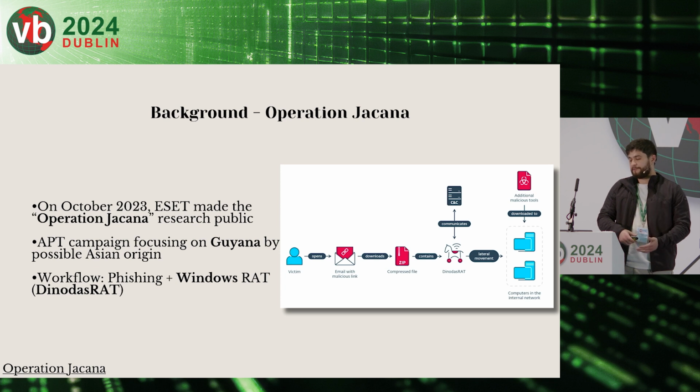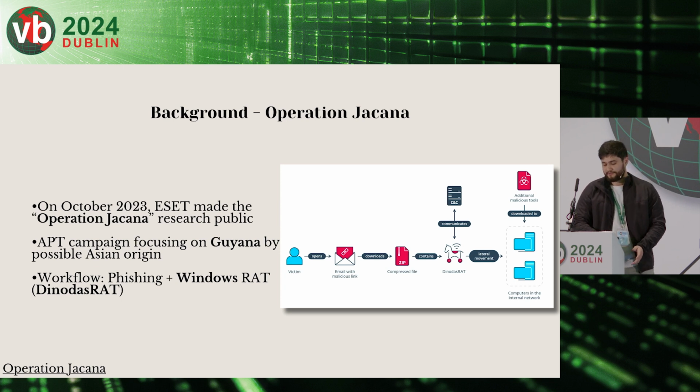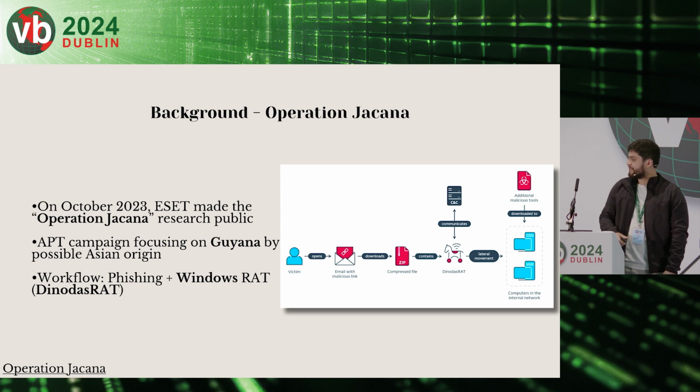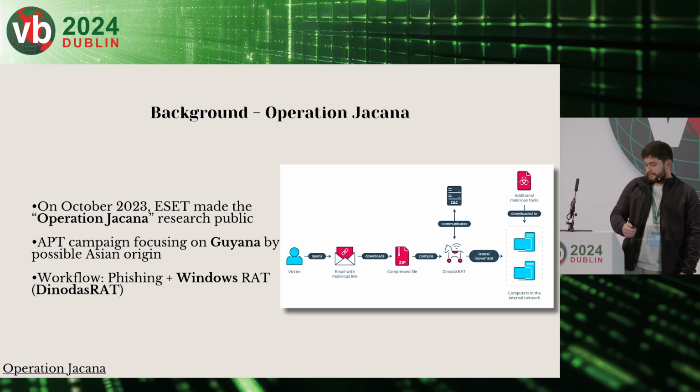After they infect the government network, they will do lateral movement and a lot of other stuff. You can read the research by ESET because it's pretty good. But what caught our attention is that this was happening in a region that I particularly look at, South America. So I decided to take a look at the IOCs that were shared.